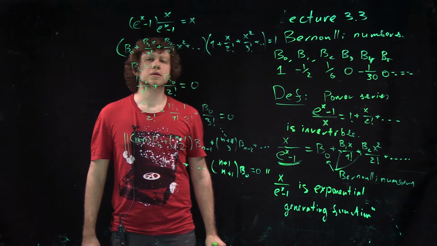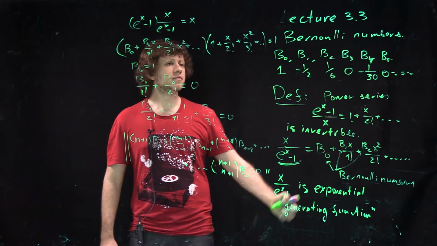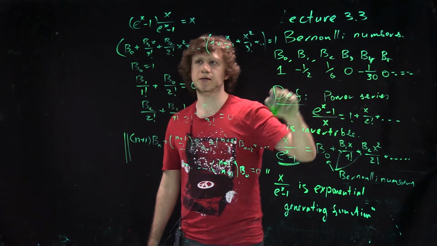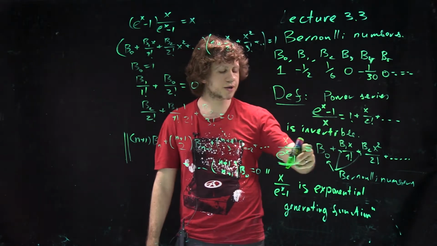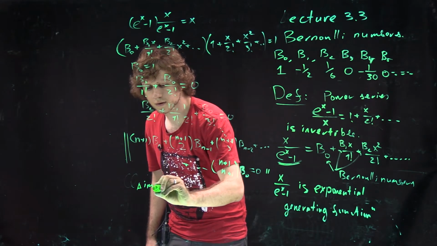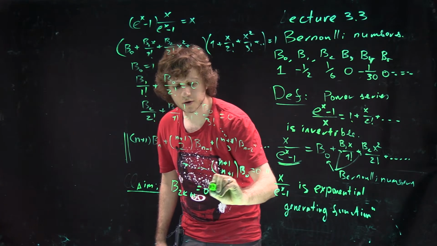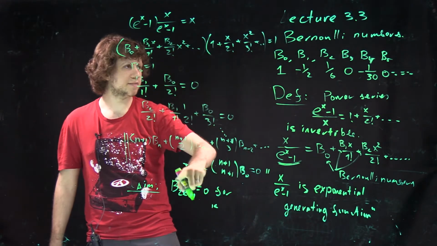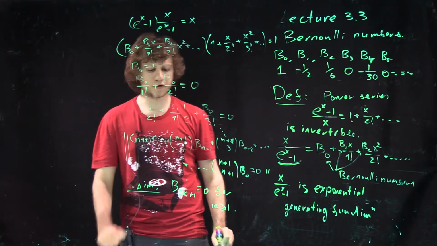Moreover, let's see. Some properties of these numbers are quite straightforward. For instance, there is this property that odd numbers are equal to 0 except b1. So let's see where this comes from. That's not very hard. The claim is that b 2k plus 1 equals 0 for everything except b1, so for k bigger or equal than 1. The proof is as follows.